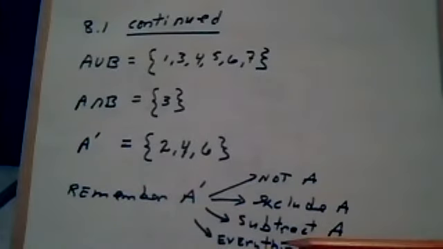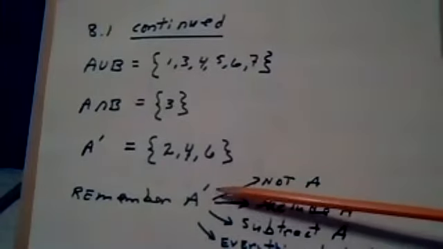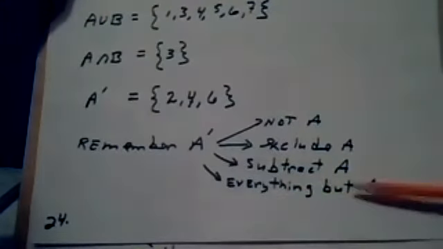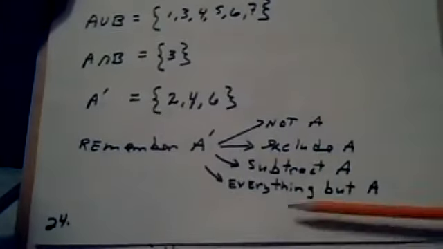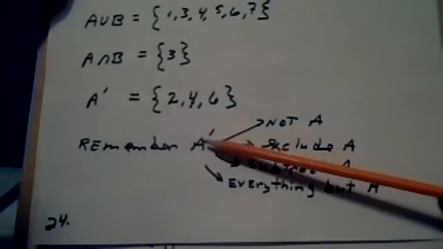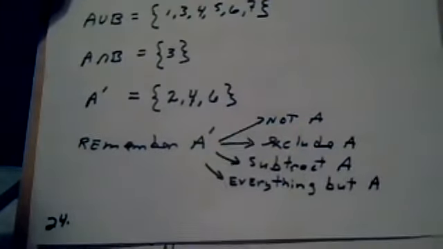This one is the complement. Complement can be thought of in many ways, and all these ways can help us in different problems to know what to do when you see the complement of A. You could think of it as not A, exclude A, subtract A, everything but A. All these are instructions to help us find the complement of set A, whatever set A is going to be in the problem.